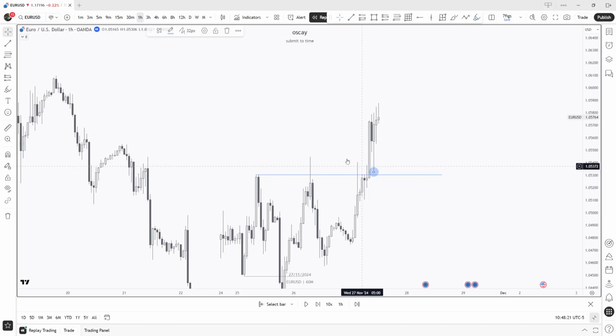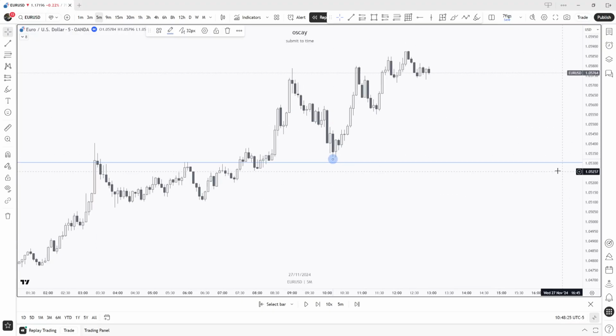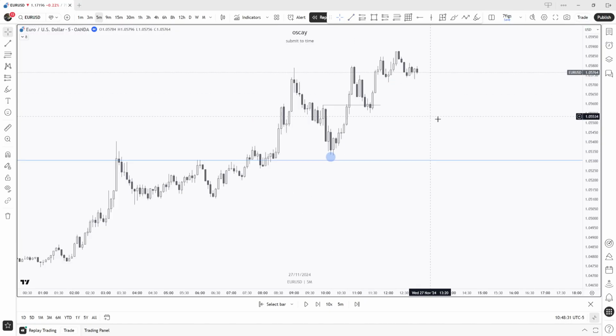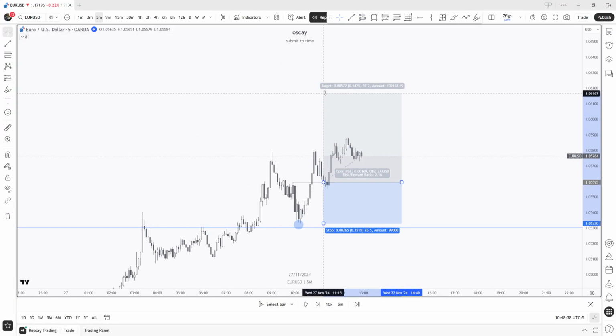And then if we zoom in, we want to see a unicorn pattern occur inside of our key hours. Well, you can see it occurred at 10 a.m., which is outside of our trading hours. So we would not take this. And I want to show you why it is good that we didn't take it, because volatility basically dries up at the end of the day.